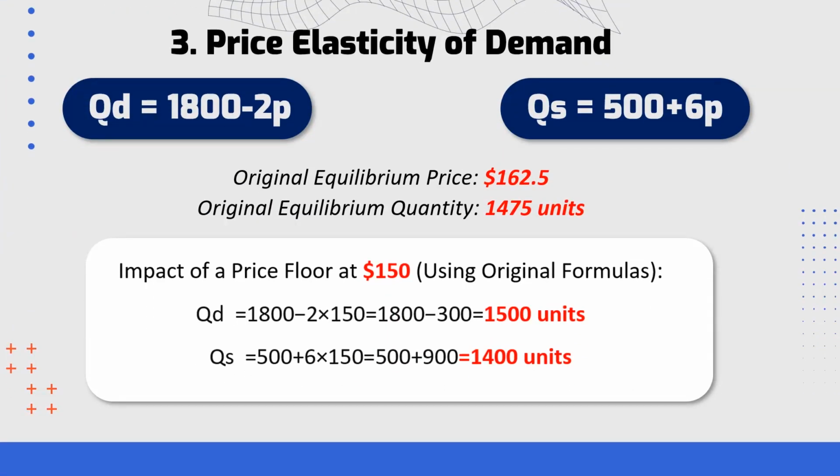So, step number 3. In this case, we need to calculate the price elasticity of demand. You remember that price elasticity of demand measures how responsive the quantity demanded is to a change in price, or if it's the quantity supplied, the change in price. If I talk about the price elasticity of supply, we remember that the original equilibrium price was 162.5 and the original equilibrium quantity was 1475 units.